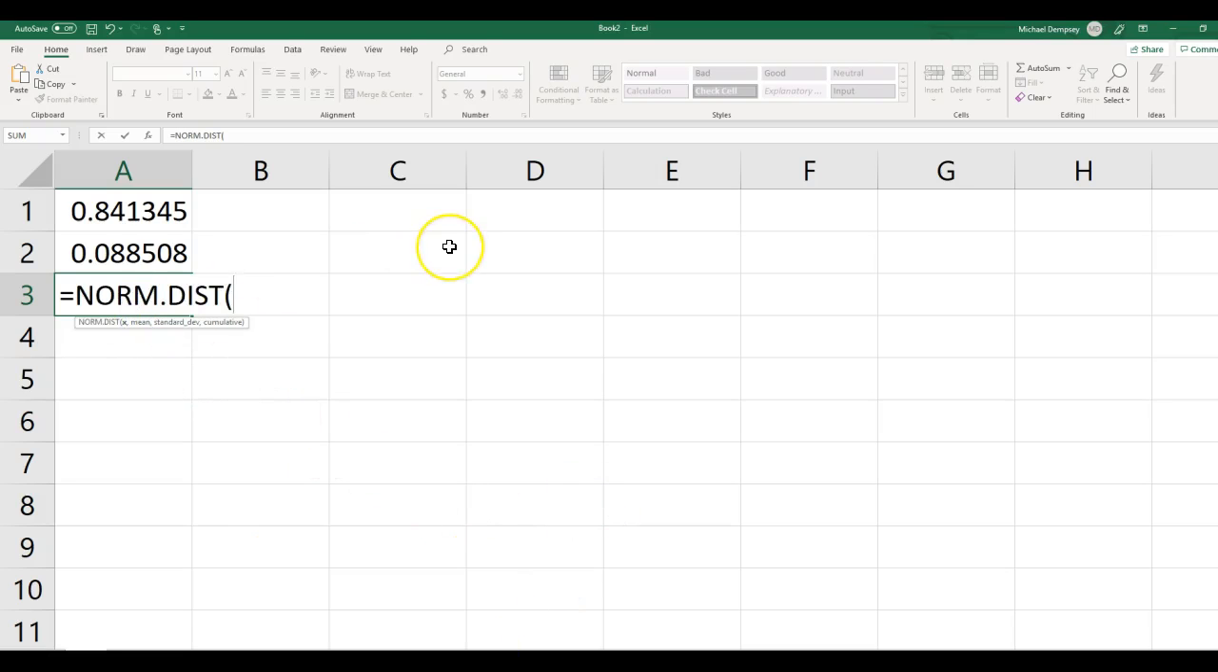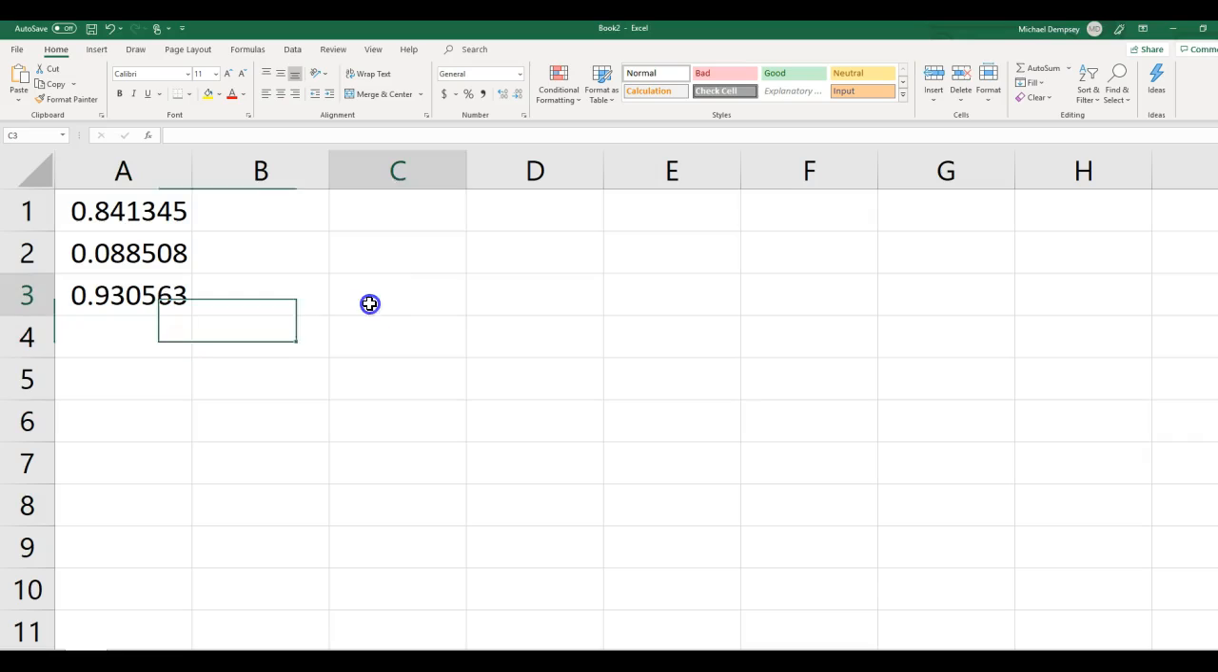Okay, so if I type in here 1.48, comma 0, comma 1, and true, remember what's going to happen. This is not going to give me the right answer. This is going to give me the area to the left or below 1.48. I want the area up above it. It's okay because I can get that area by just doing 1 minus that value. Okay, 0.0694.